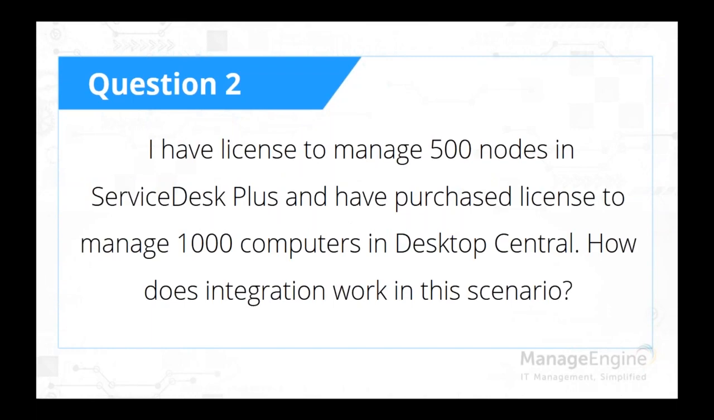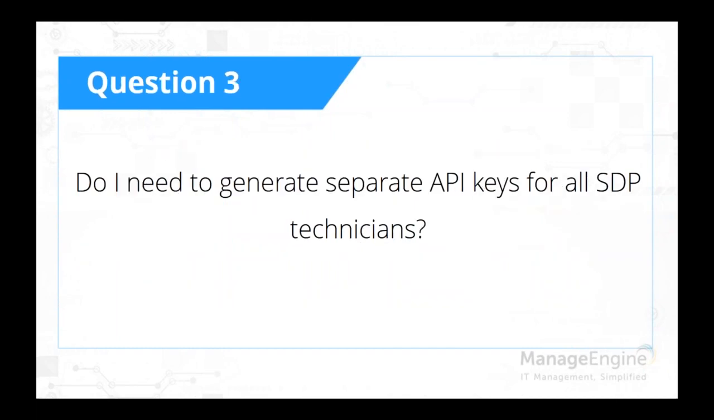I have a license to manage 500 nodes in ServiceDesk Plus and have purchased a license to manage 1,000 computers in Desktop Central. How does integration work in this scenario? We are going to capture all the inventory information about the 1,000 machines, and it is going to be posted to ServiceDesk Plus, and that is going to get mapped only to the 500 machines which are already available in the node. So in this situation, we recommend you increase the nodes in ServiceDesk Plus in order to get the benefit of the complete inventory management.